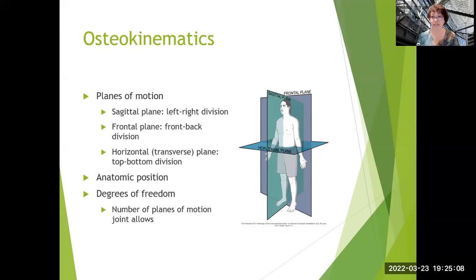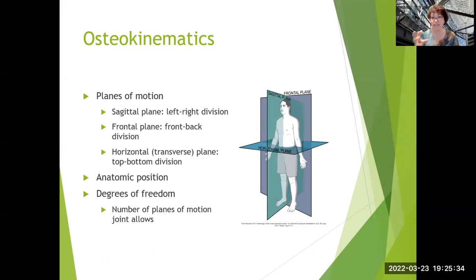The frontal plane divides the body into front and back halves. So our plane is coming in from the side. That's where the plane fades into the background. It's dividing us into front and back, anterior, front, and posterior, back. The horizontal or transverse plane is the top-bottom division.